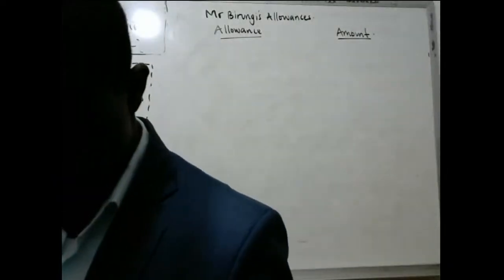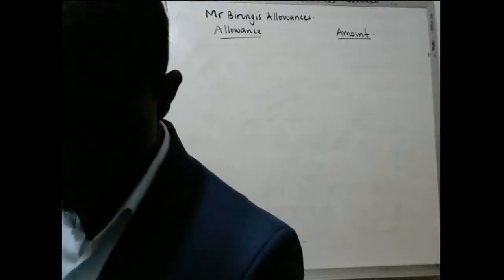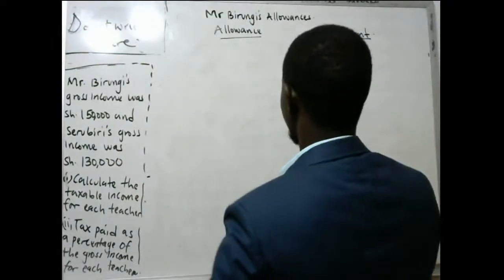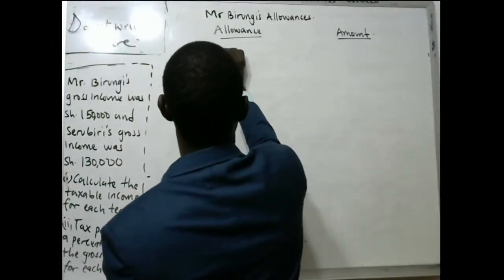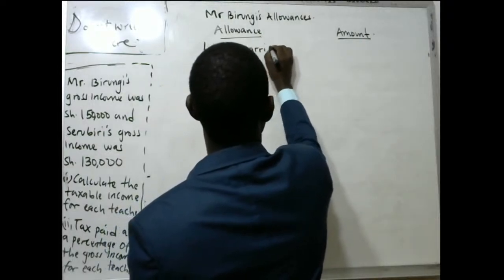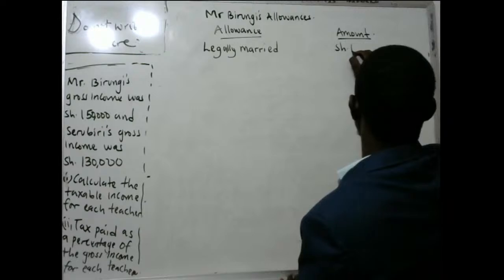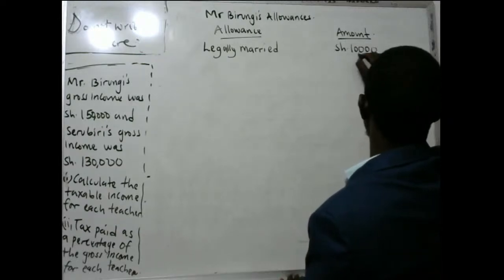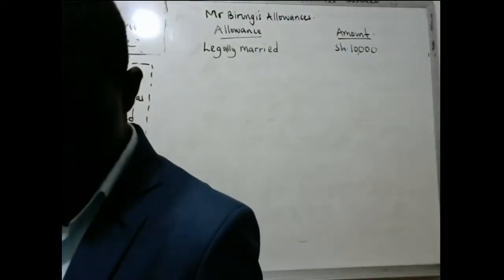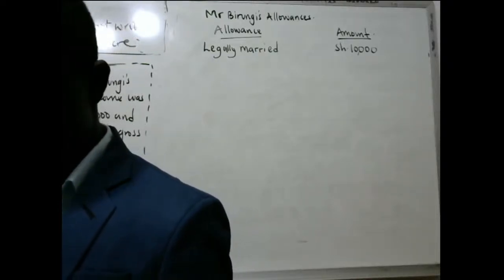They have told us that Mr. Birungi is legally married. So do they pay allowances for a legally married teacher? Yes. Legally married. He gets an allowance of shillings 10,000 for being legally married. Meaning he legally went maybe to a church or a mosque and he legalized his marriage.